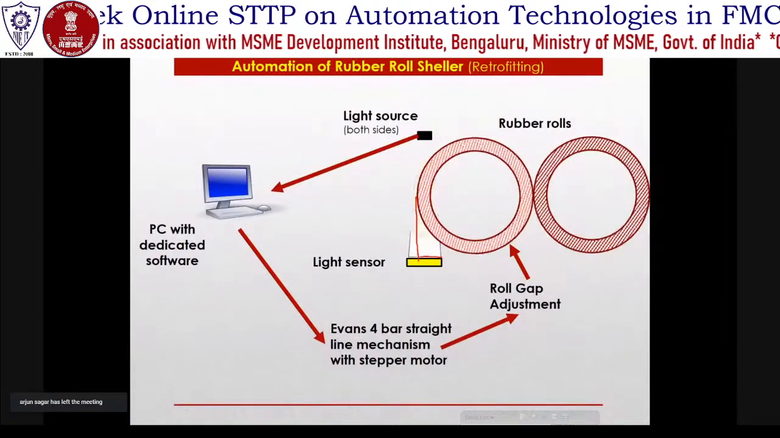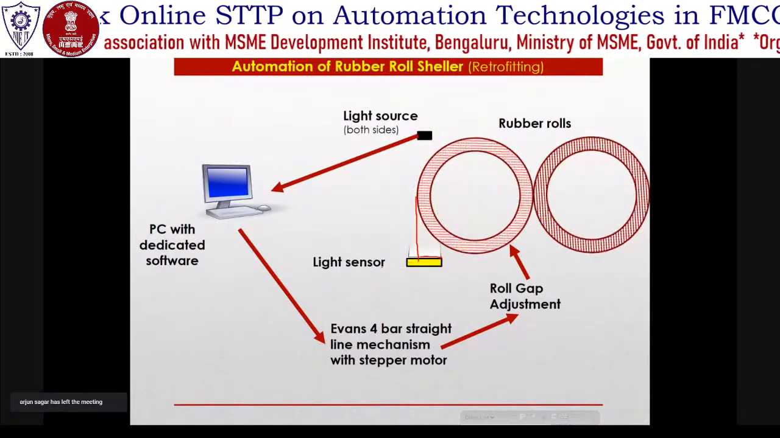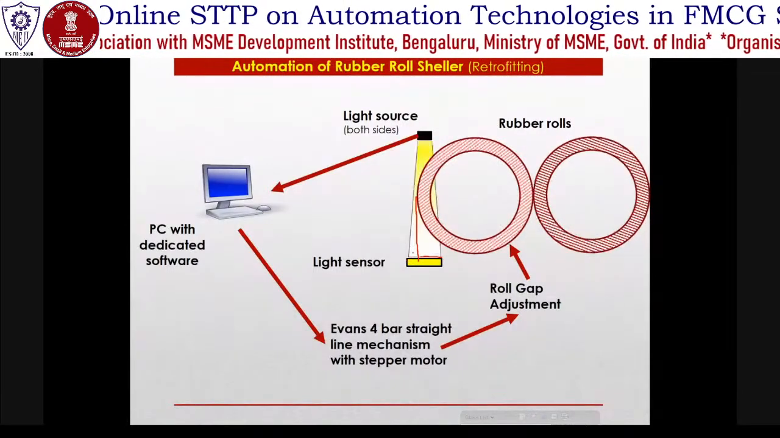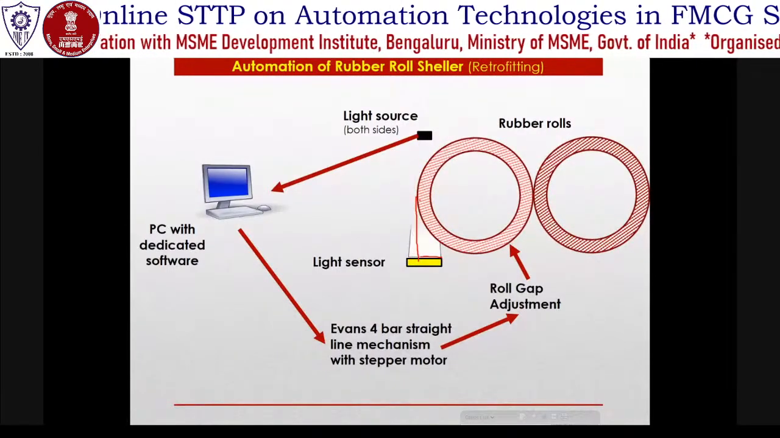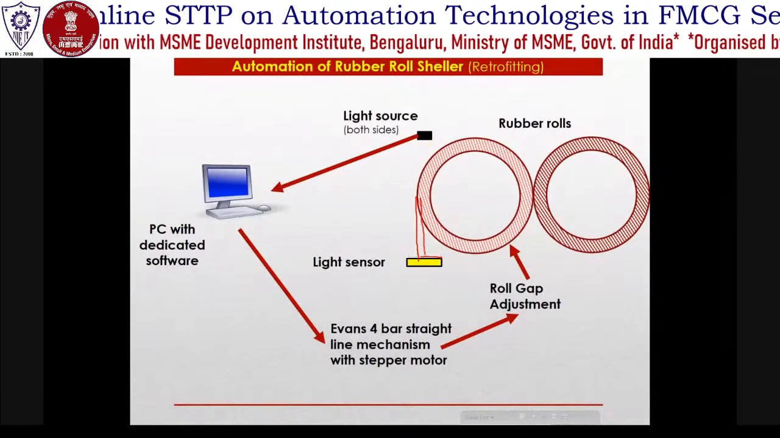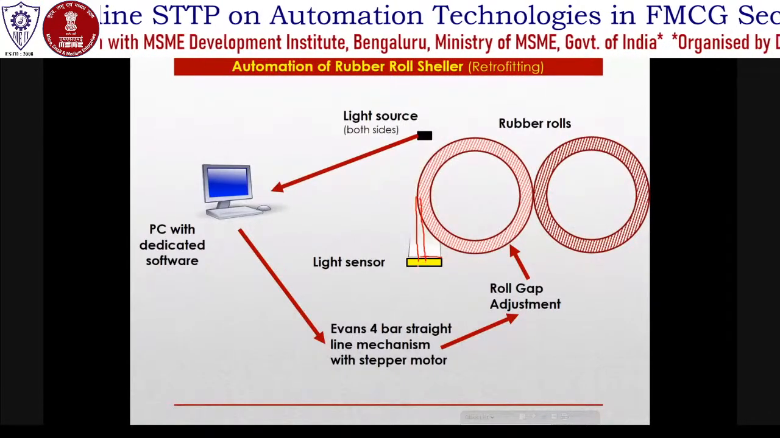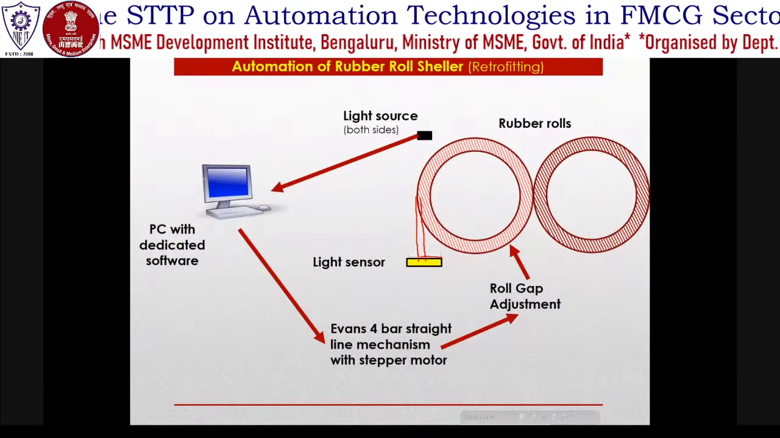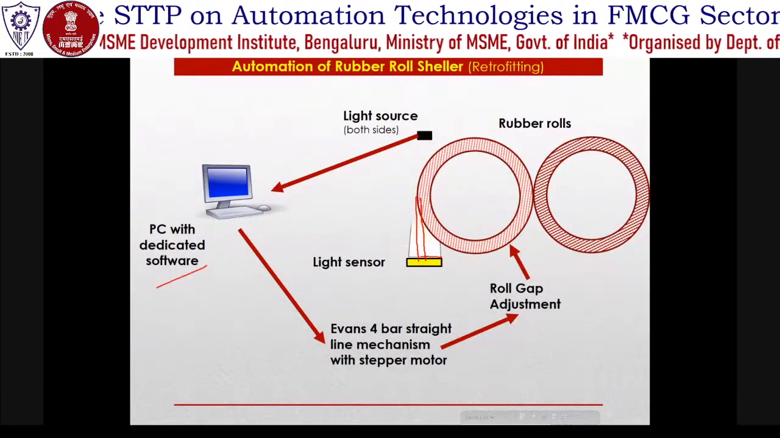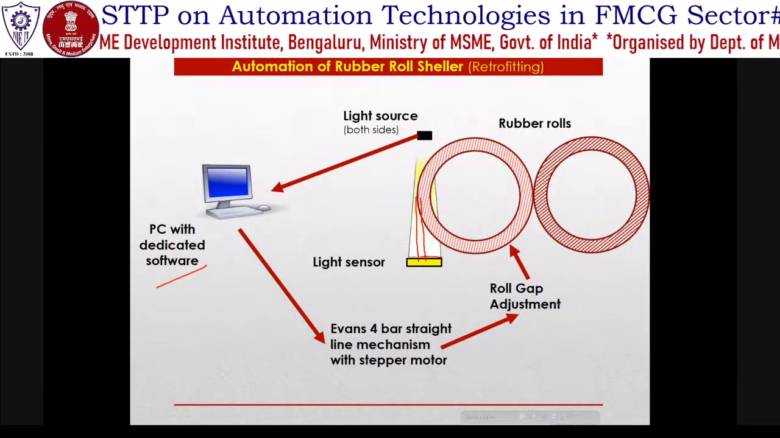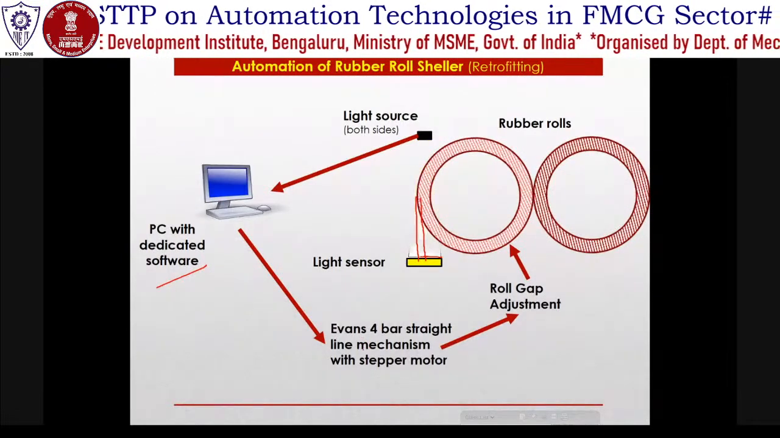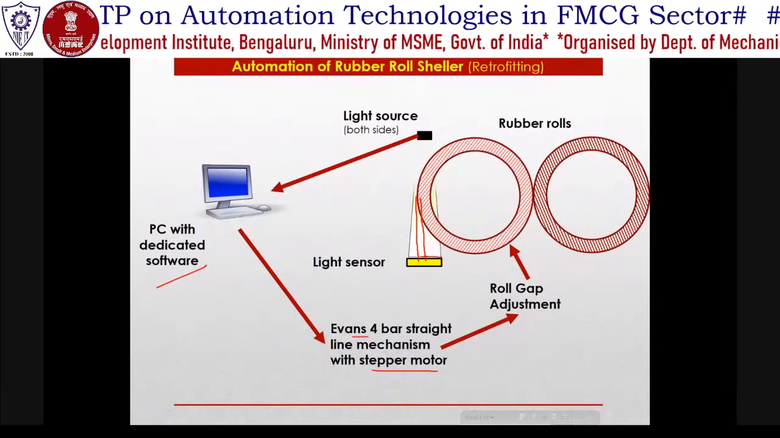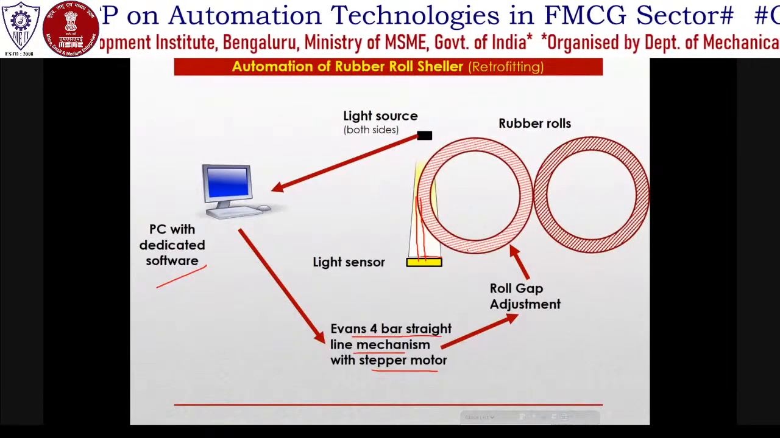electricity or voltage developed by this sensor. Then this is the area that has been exposed to the light. As the roll diameter decreases, the area of the sensor exposed to light increases, and that is taken to a computer with dedicated software. Then we connected this to an Evans 4-bar straight line mechanism with a stepper motor. This is a straight line mechanism to move these rolls in a straight line.